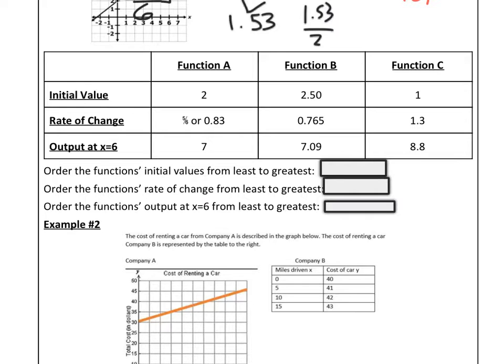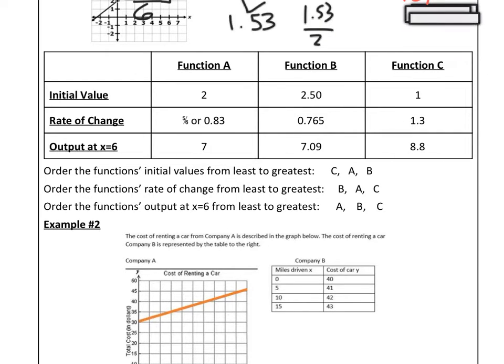For our initial values, we got function C, which is 1, that's the smallest, then function A, then function B. For our rates of change, you should have got B, A, C, that's 0.765, 0.83, and 1.3 from least to greatest. And for the output at 6, you should have got A, B, C, just like the alphabet: 7, 7.09, then 8.8.